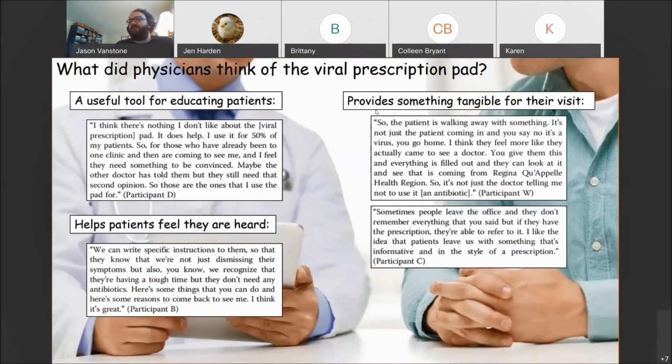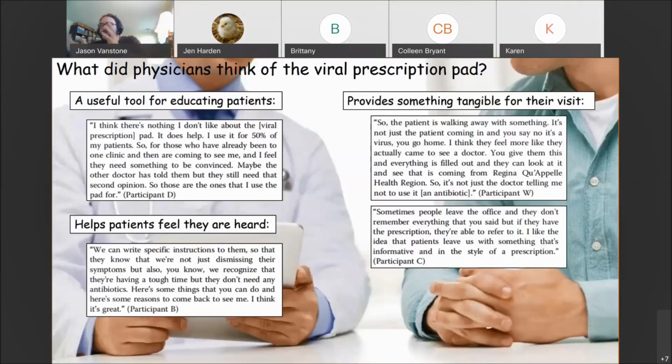Another theme was providing something tangible for their visit. So kind of in line with helping patients feel that they're heard, but that they actually have something to leave with. Participant W here said, the patient is walking away with something. It's not just the patient coming in and you say, no, it's a virus, go home. I think they'll feel more like they actually have come to see a doctor. You gave them this and everything is filled out, and they can see that it's also coming from the health region or the health authority.